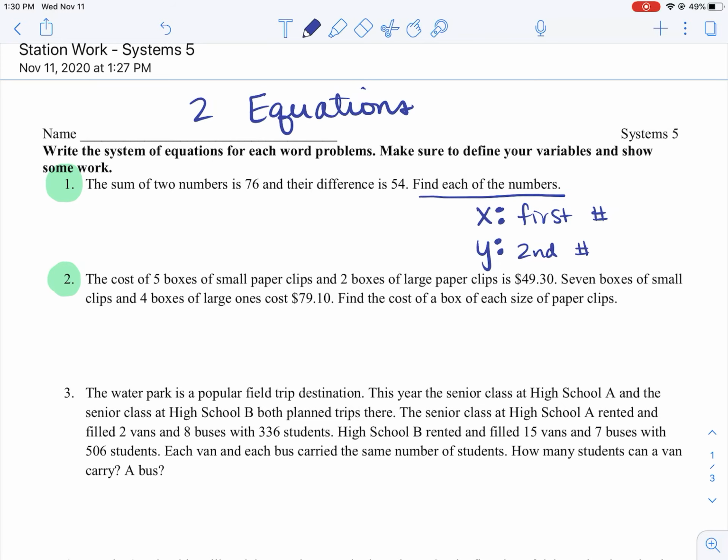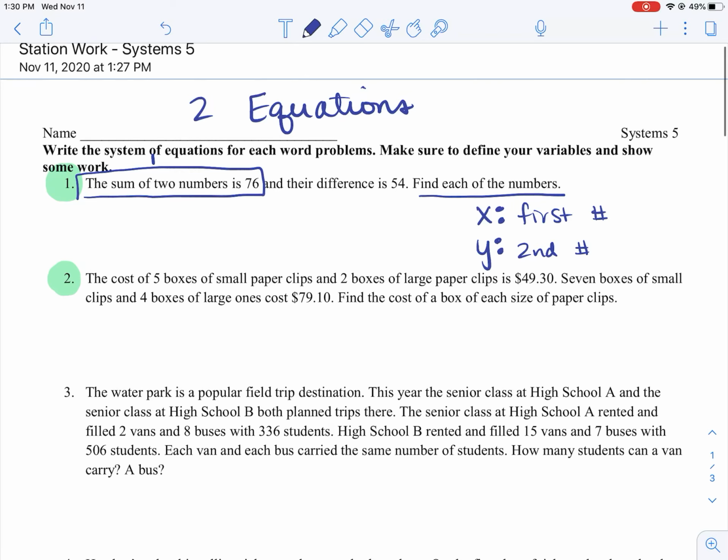And so if I use x and y, it says the sum of the 2 numbers is 76. This is equation 1, and their difference is 54. This is equation 2. If you know what sum and difference mean, you might be able to come up with these equations: the sum is x plus y is 76, and their difference, x minus y, difference means subtract, is 54, okay? And then you can practice substitution, elimination, or graphing, but I do want you to answer them.